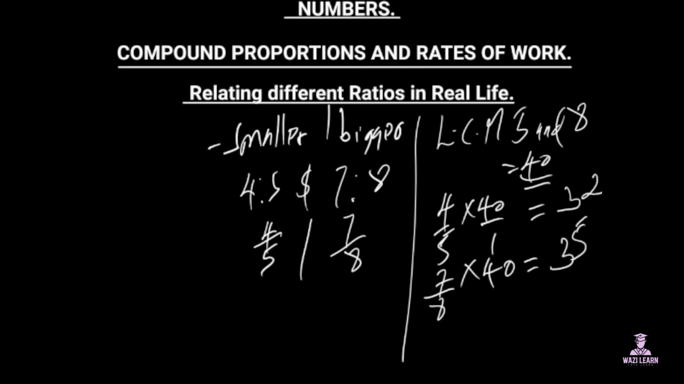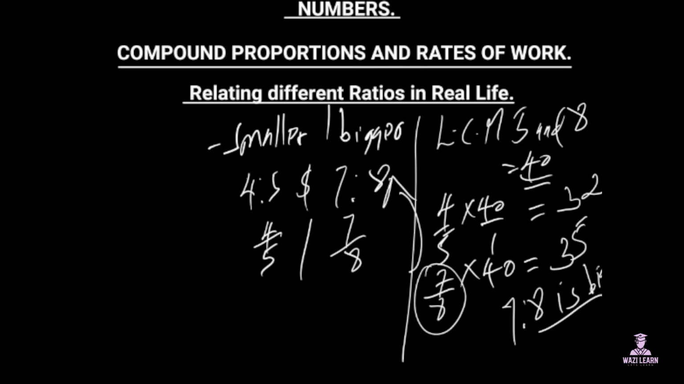And then now you compare which one is bigger. You'll find that it is 7 over 8 which is bigger, which corresponds to the ratio 7 to 8. So you write that 7 to 8 is bigger, like that.